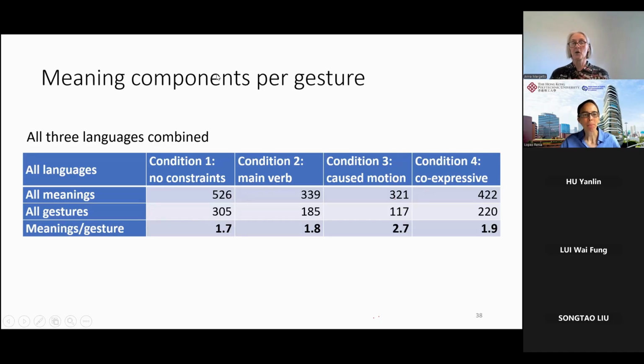So first of all, we looked at all languages combined. We can see that we have here at the bottom a different ratio of how many meanings we have per gesture. This is obviously abstracted. Under condition 1, across the 3 languages, we have just under 2 meaning components per gesture. Condition 2 similarly, condition 4 similarly. Under caused motion, condition 3, we have a much higher ratio. So caused motion seems to typically be combined with other meaning components, more commonly so than gestures on average.